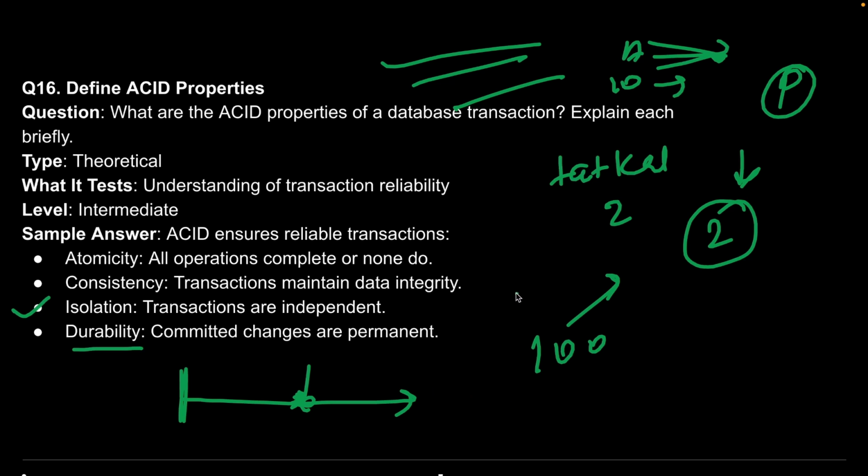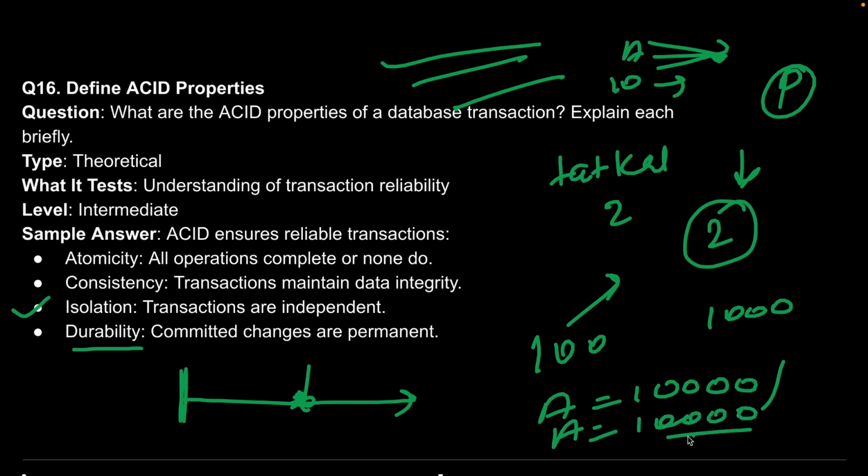Basically, let's suppose for example my balance is 10,000, and there is a database crash, something happened. After that, the amount of A will still be 10,000 only. There will be no change. This is what durability means.